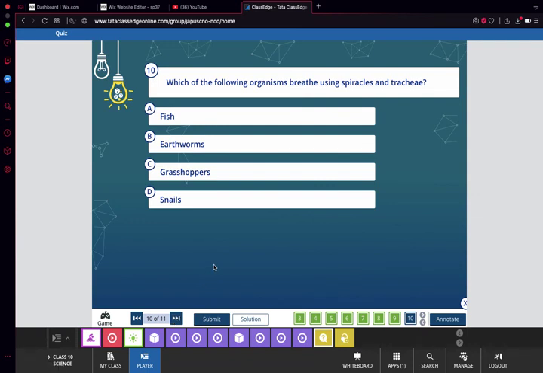10th question. Which of the following organisms breathe using spiracles and trachea? I think you will be able to say the correct answer. Yes, the answer is grasshopper. Let's check our answer. Grasshoppers.